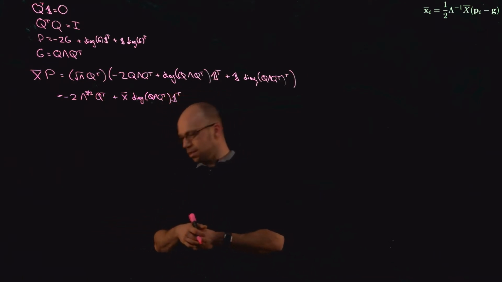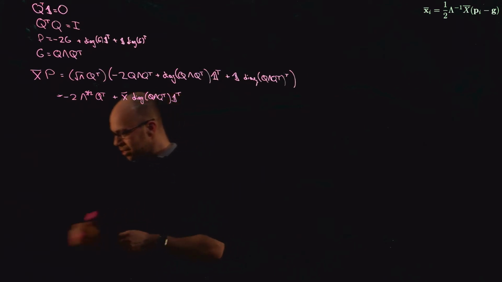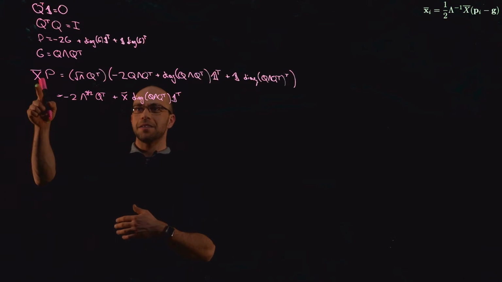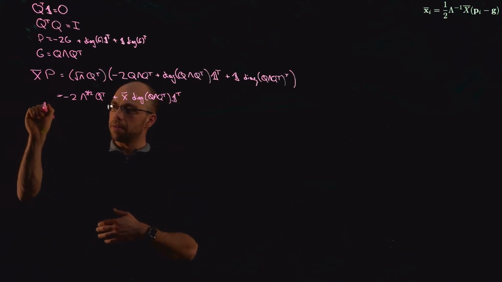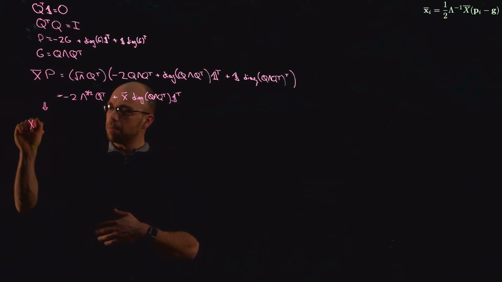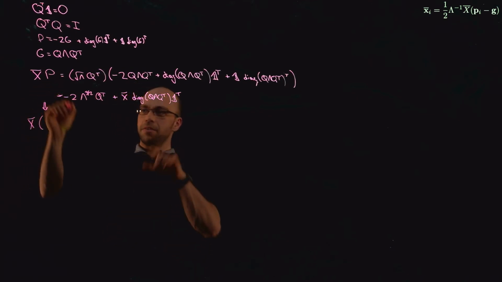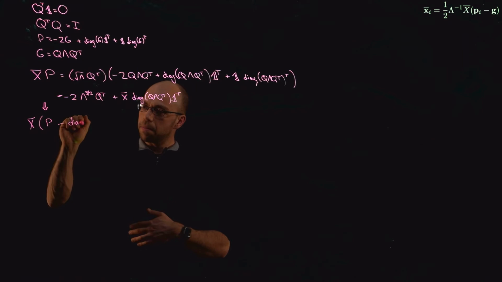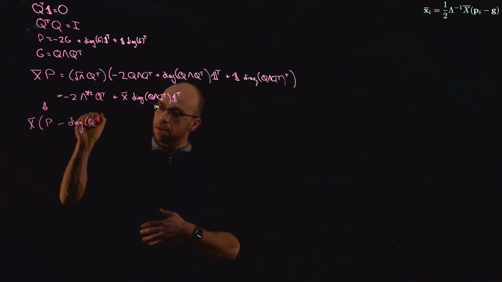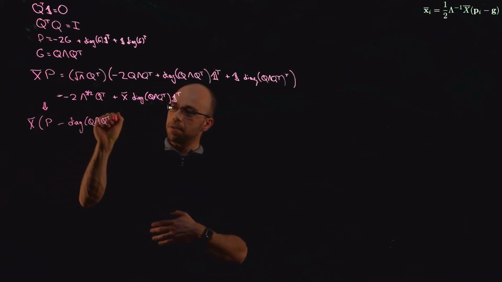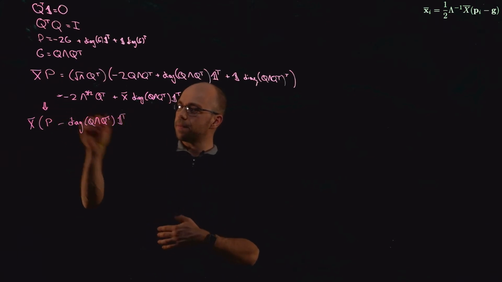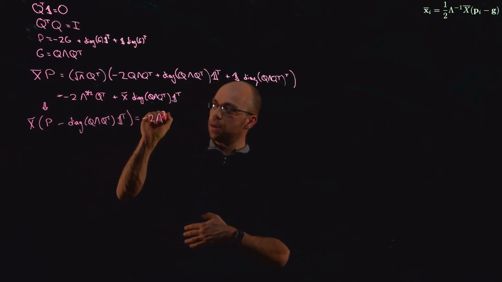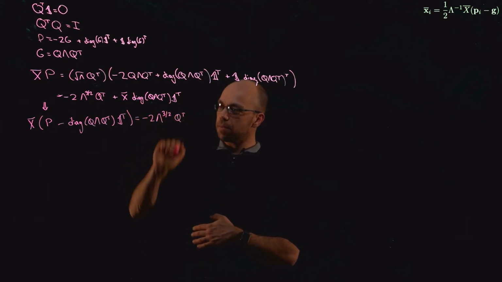Okay. So this is an interesting expression, and we can actually do a little bit of reshuffling here. So let's factor out the X bar on the left-hand side. We're going to get X bar times P minus diag of Q lambda Q transpose times 1 transpose, like that, is equal to minus 2 lambda to the 3/2 Q transpose.